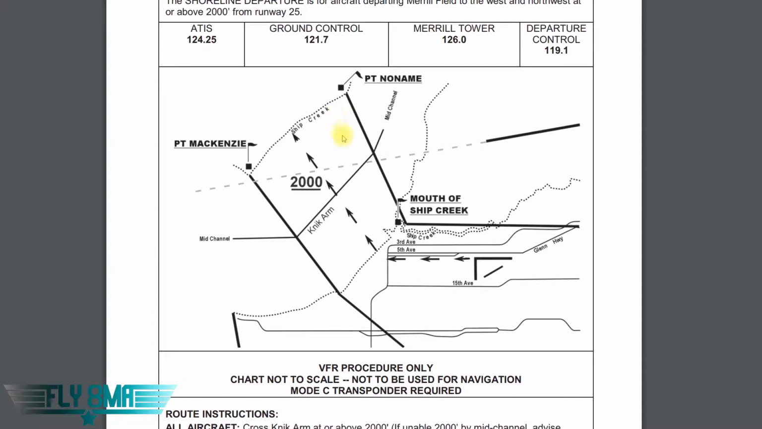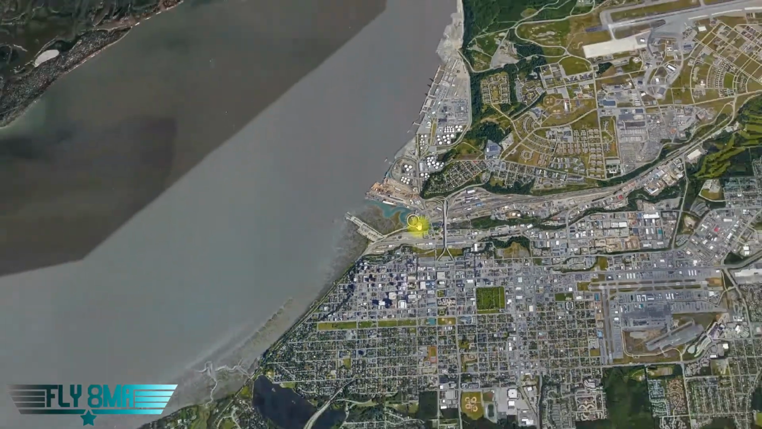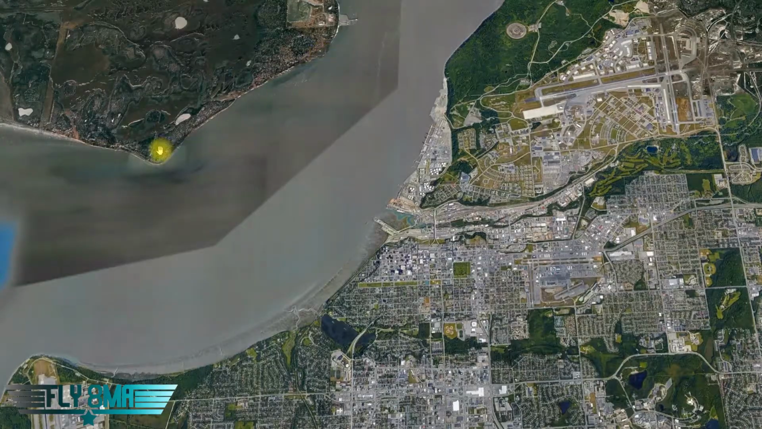You can see the general theme of most of these departures involves the mouth of Ship Creek, so really have an idea of where that is on the ground, what it looks like when you're taking off runway 25 off your right-hand side there, and then Point No Name and Point McKenzie. Know what all those points look like. So we have the mouth of Ship Creek right here, we have Point No Name, and we have Point McKenzie.